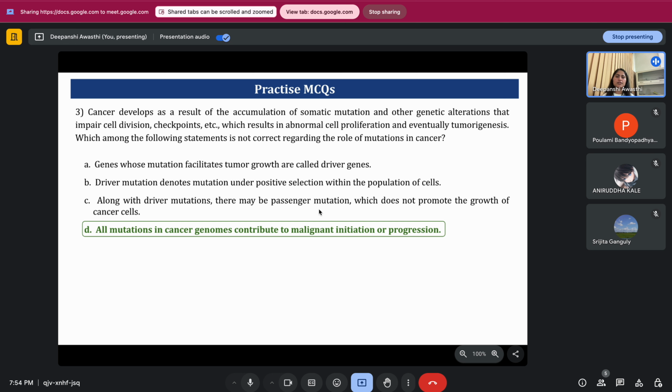They are acting like a passenger. They have no role to play. If they occur, then also no impact on cancer. If they do not occur, then also no role in cancer.